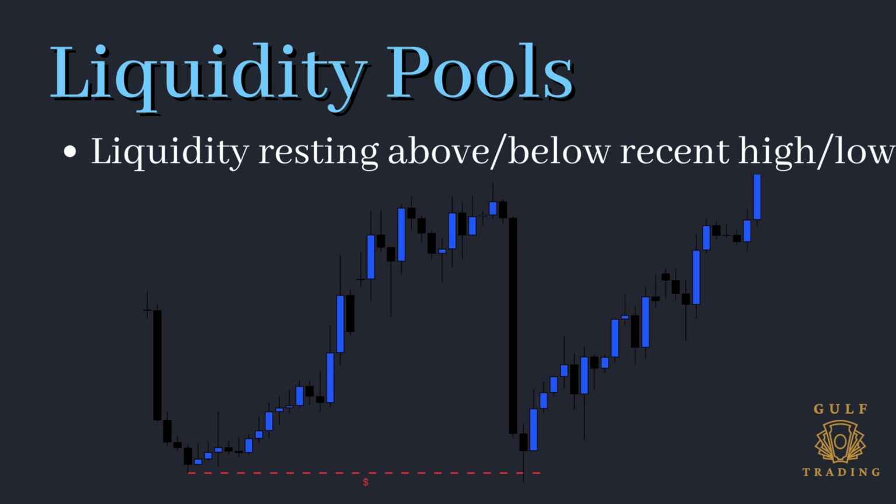So then liquidity pools are also something that ICT teaches about, and he names the liquidity resting above or below recent highs and lows as liquidity pools, specifically when there is an area that seems like retail support or resistance, like if there's multiple highs or lows near each other. There's going to be lots of sell-side liquidity or buy-side liquidity, lots of retail traders and also institutions placing their stop losses in those areas, and it will get targeted by other institutions.